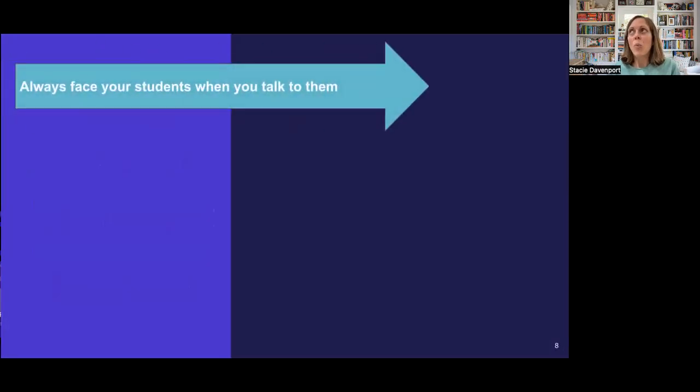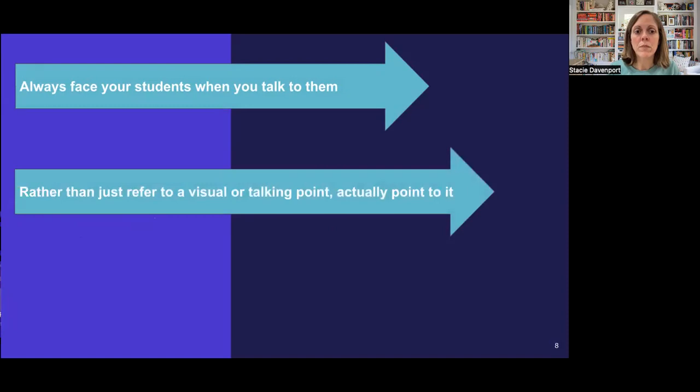One is that when I walk into a classroom, often I see the teacher and she or he is facing a wall or facing the PowerPoint or facing the desk even, but not facing the students. You are visual. And so these are tips for you being visual with your students. And so always face your students when you talk to them.